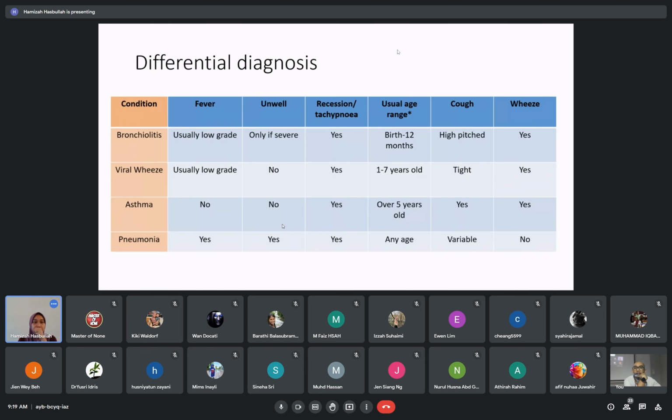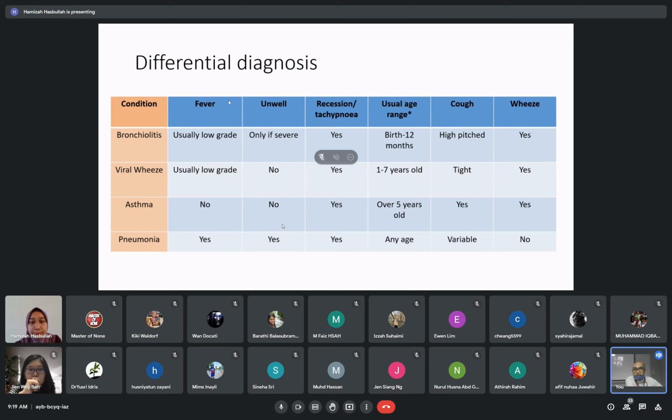Hamizah, this one you took from RCEM, the Royal College of Emergency Medicine UK, right? Okay. Just take note that sometimes there is a bit of difference in the age for asthma. For Malaysian pediatrics, I think mostly they take above 2 or 3 years old. Usually if above 2, sometimes they start to label it as bronchial asthma, especially if the symptoms are recurrent or interval symptoms are very strong with positive family history.